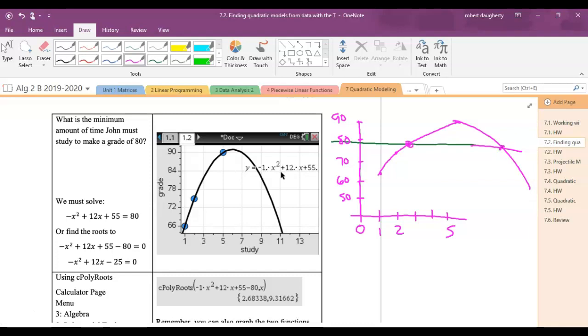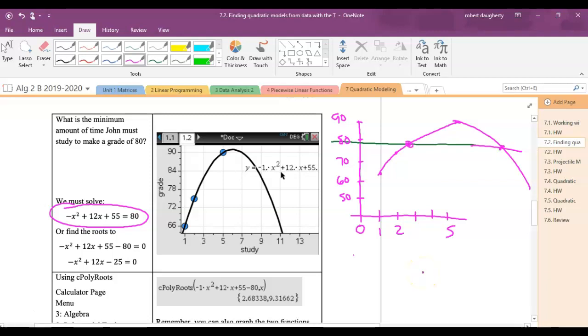I can't say that you study 1,000 hours because obviously you may be giving up sleep to do that. So it may make sense. I don't know if this is a good model or not. But if I want to figure out the minimum grade to make it 80, all I have to do is just set that equation equal to 80. Okay. So if I set that equation equal to 80, then I just need to find out the solution.